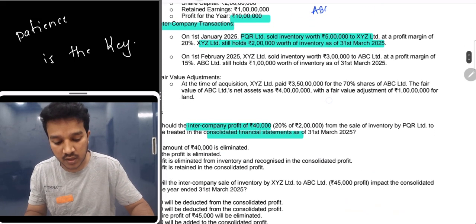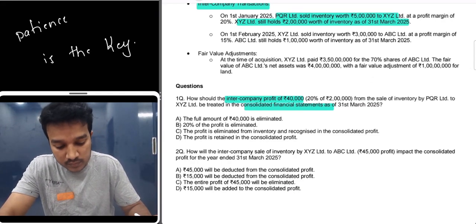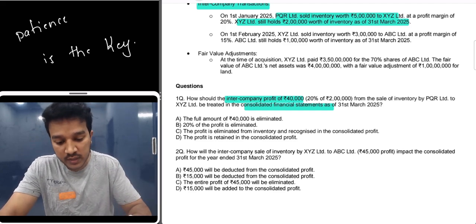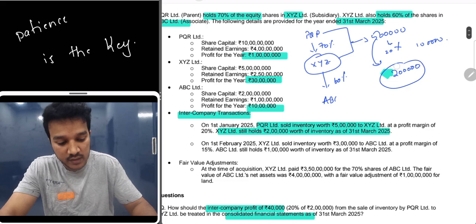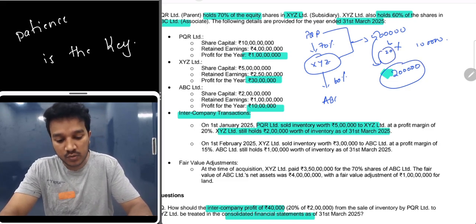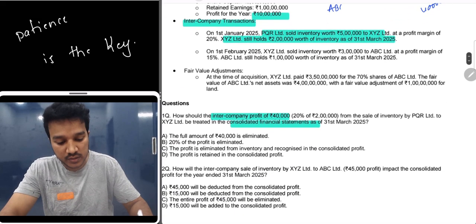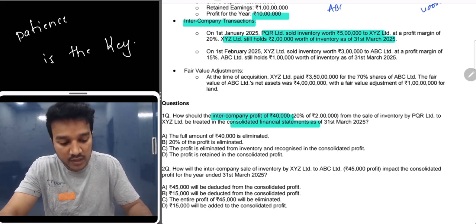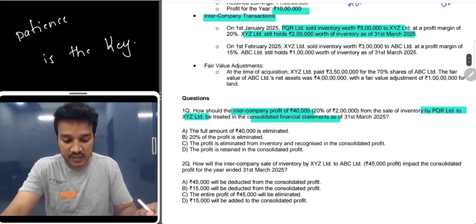Now how are they going to tackle this? Okay, so first of all let me tell you how the intercompany profit of 40,000 that they have given you. Two lakhs is lying in the books, right? So on this 2 lakhs there's 20% profit, right? 20% on this 2 lakhs will be your 40,000. That he has already given in the question. Okay, intercompany profit of 40,000 from sale of inventory by PQR Limited to XYZ Limited be treated in the consolidation financial statements.